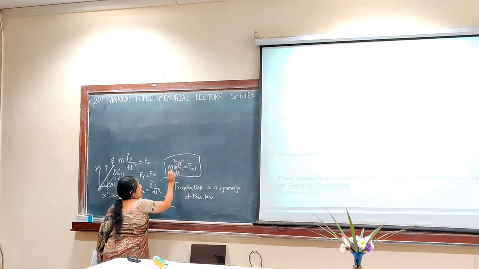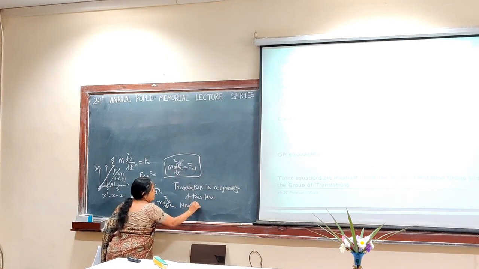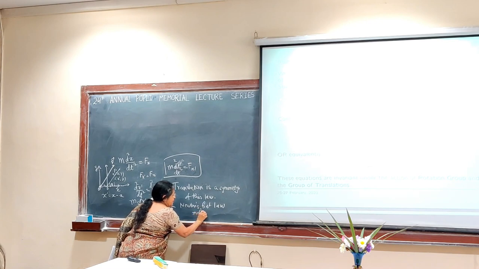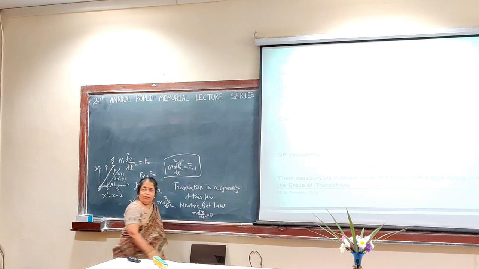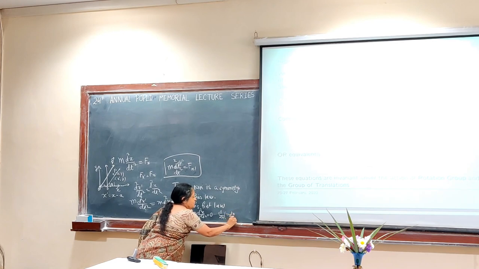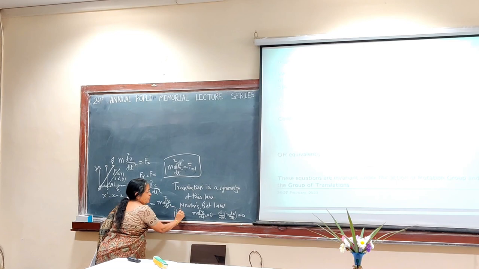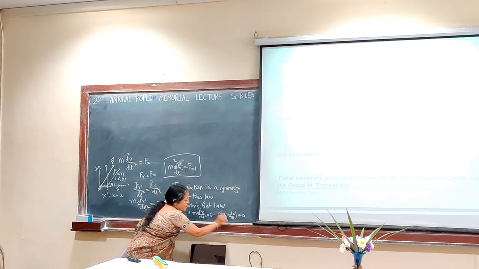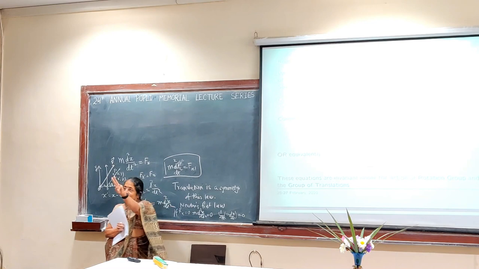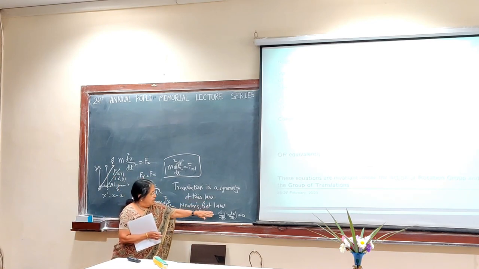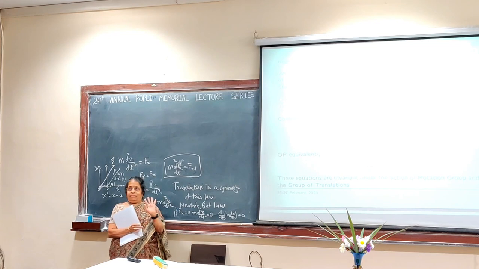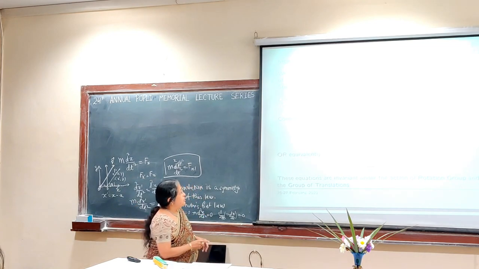One more thing that you can already see: Newton's first law tells us that m d²x by dt², with no force acting, is 0, which tells me d by dt of m dx by dt is 0. If fx is 0, d by dt of m dx by dt is 0. What does that tell me? This tells me momentum is conserved. So I have shown you two things: that translation is a symmetry of this equation, and that momentum is conserved.